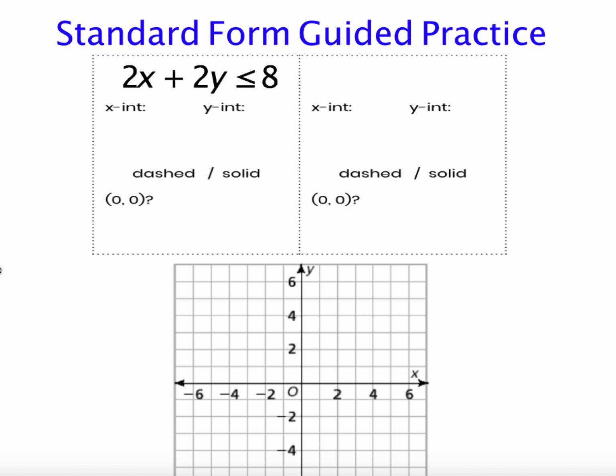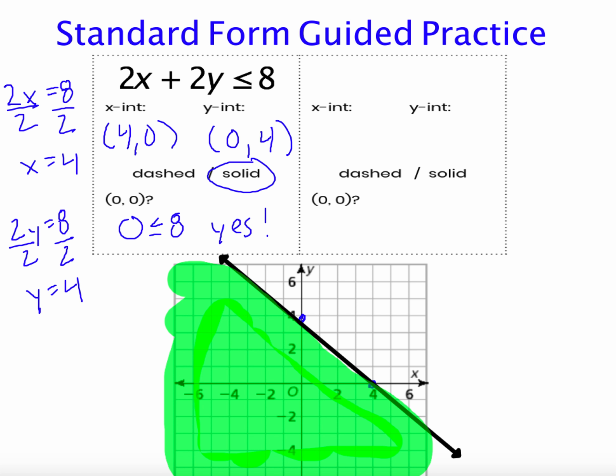So 2x plus 2y is less than or equal to 8. I'd like you to write that on your paper. Press pause, and then come back after you've graphed it. So hopefully you pressed pause, and let's check. Does your graph match mine?